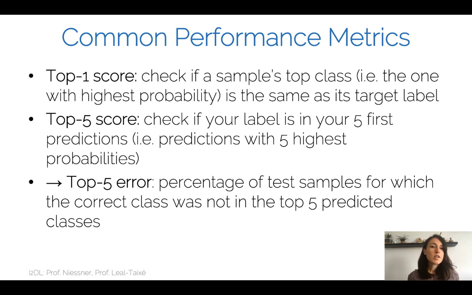Now, in ImageNet, the common performance metrics are the top 1 score, so essentially checking if a sample's top class, so the one with highest probability, is actually the same as the target label, or top 5 score. So this is a bit more of a relaxed score. Check if your label is in your first 5 predictions. So you have a bit of a margin of error there. You can also have the top 5 error, so the percentage of test samples for which the correct class was not in the top 5 predicted classes.